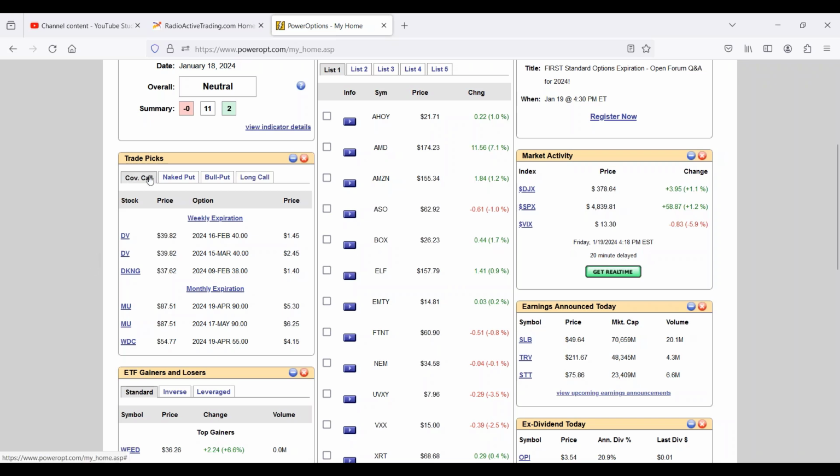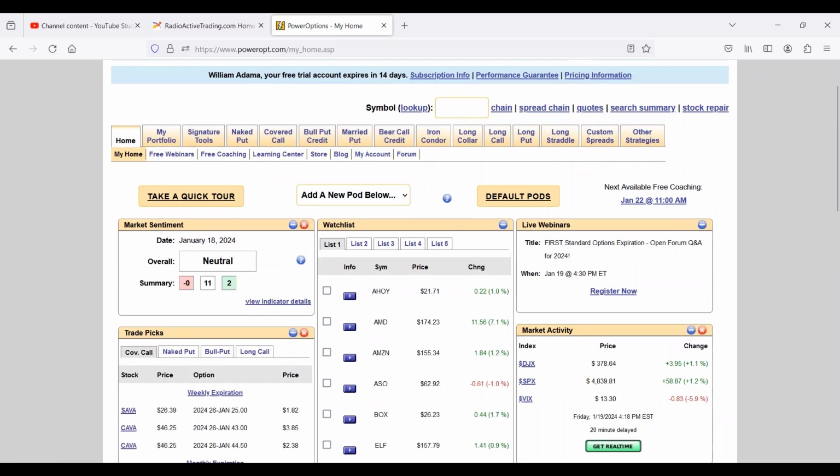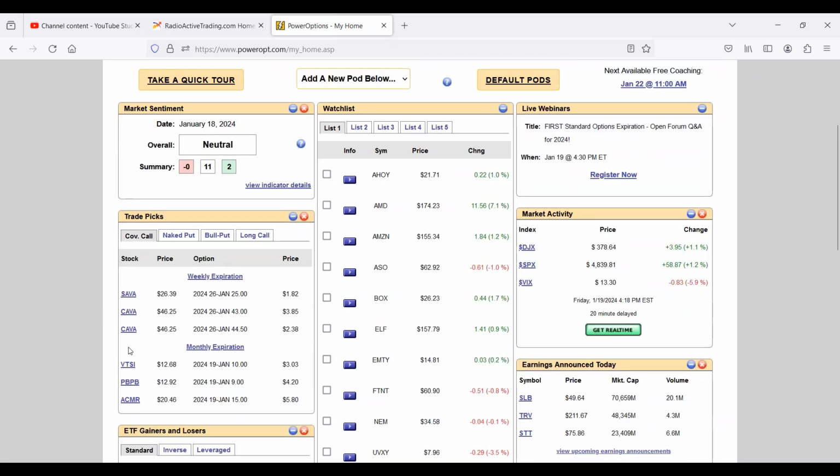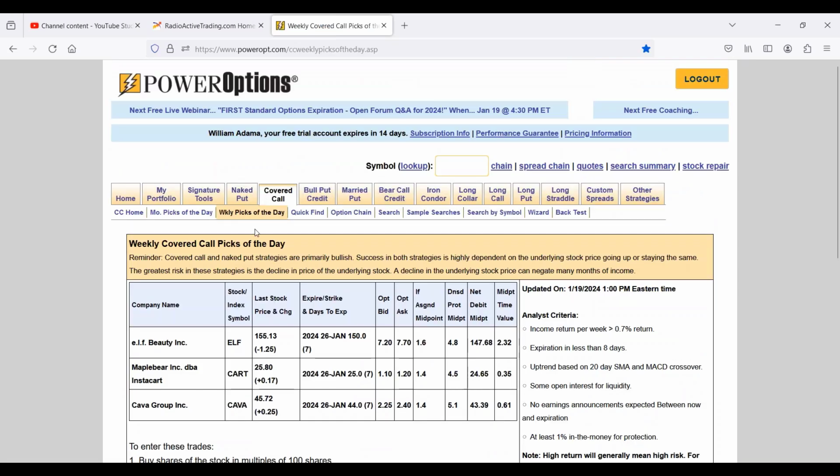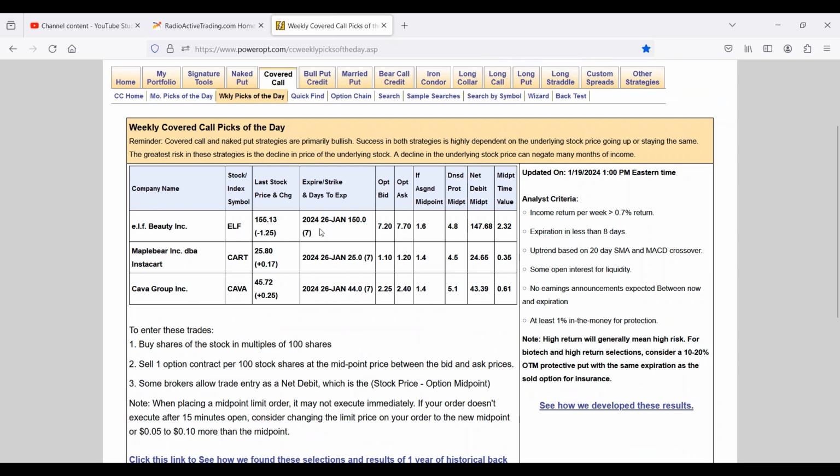Now, I'm going to go back to covered calls real quick, but we're going to go back up to the top. That's just a pod to help make things a little bit easier for you to see results very quickly. But as I mentioned, I could just go right to the covered call tab, and I could go to the monthly or the weekly picks of the day. As I mentioned, this is a quick view. It's updated once per day based on the time frame that Ernie would have likely entered these trades when he was doing his initial testing, initial paper trading, and actual trading to develop the criteria.